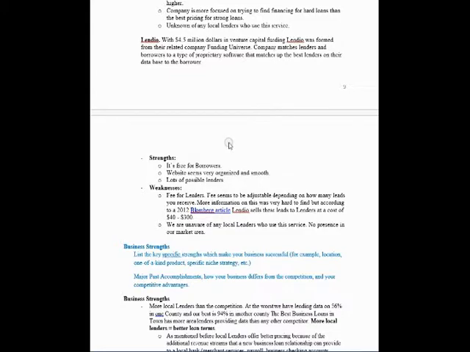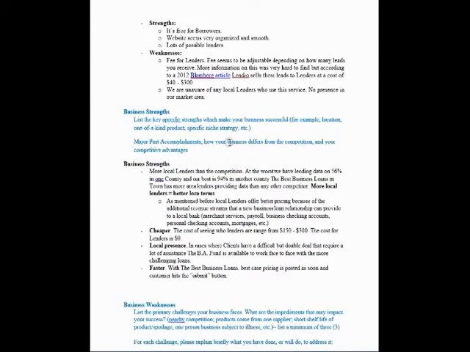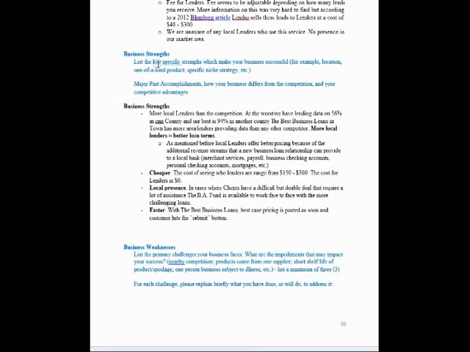What are the key specific strengths that make your business successful? Is it location? Is it one-of-a-kind product? Is it a specific niche market? Is it something about how you cook the food? Is it something about how the fitness center is structured? What about it is unique and specific and a strength for you? Major past accomplishments, if it's an existing business, how your business differs from the competition and your competitive advantages. What have you been able to prove in the past how you beat the competition?